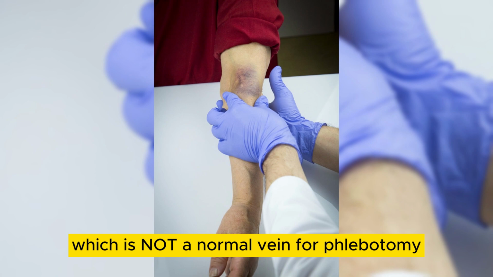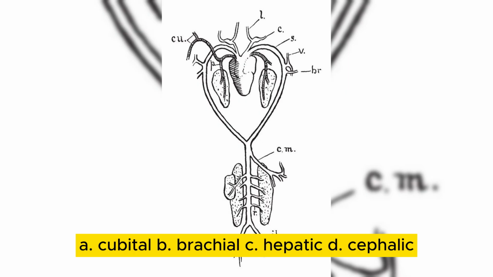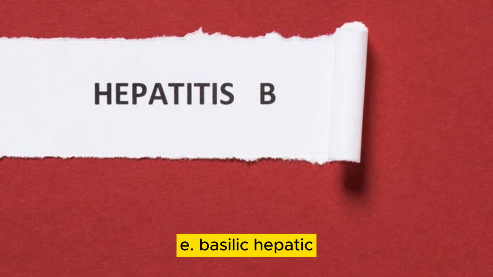Which is not a normal vein for phlebotomy? A. Cubital. B. Brachial. C. Hepatic. D. Cephalic. E. Basilic. Hepatic.